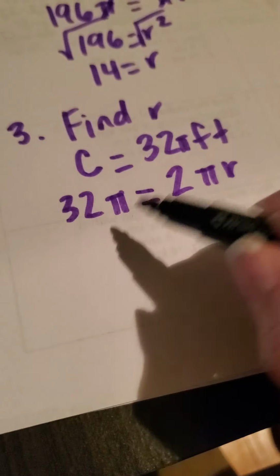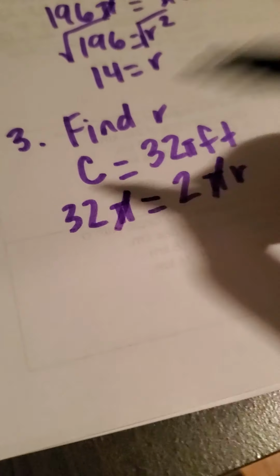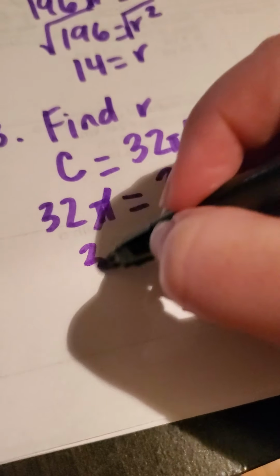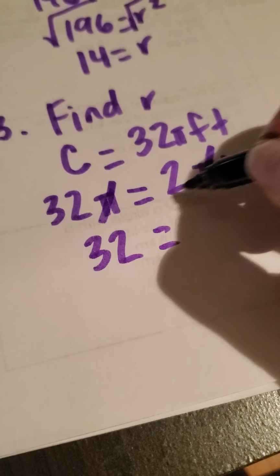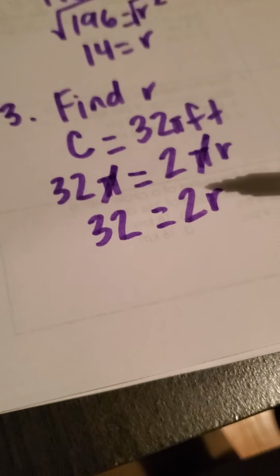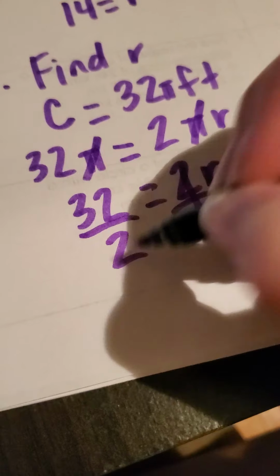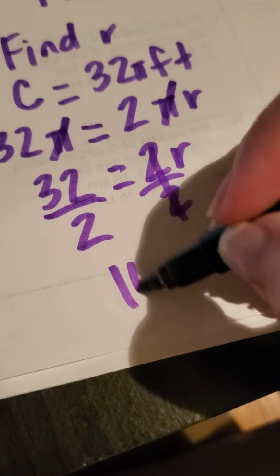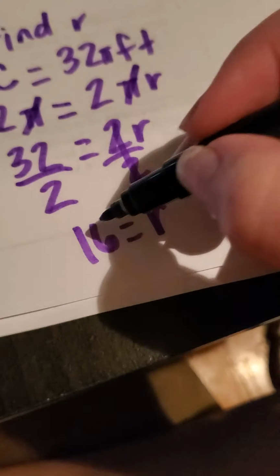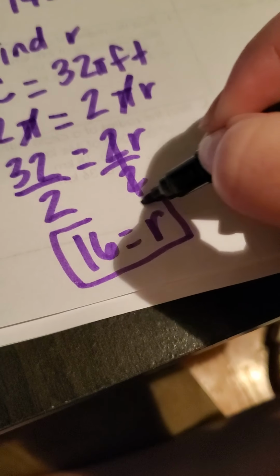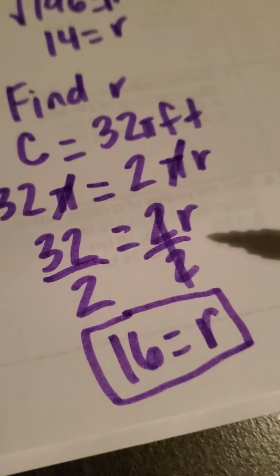So since both sides have the pi, they're going to eventually cancel out. That's going to leave me with 32 is equal to 2 r. To get r by itself, I need to divide by 2. 32 divided by 2, I get 16. So my radius would be 16 feet.